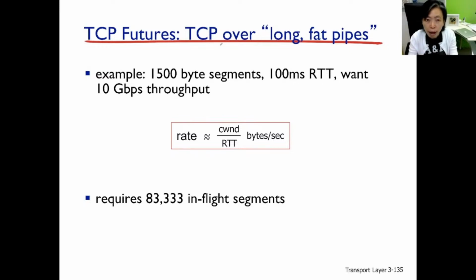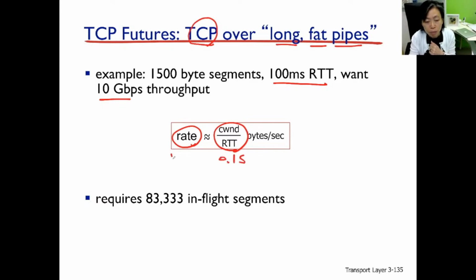First is about how one improves TCP such that it can support long, fat pipe. Okay, what I meant by long pipe is a TCP connection that has long round trip time. And a fat pipe is that it has high throughput. Okay? And this is what we know. Sending rate or the throughput should equal the window size divided by round trip time. So this is 0.1 second. And the rate should be 10 gigabits per second.